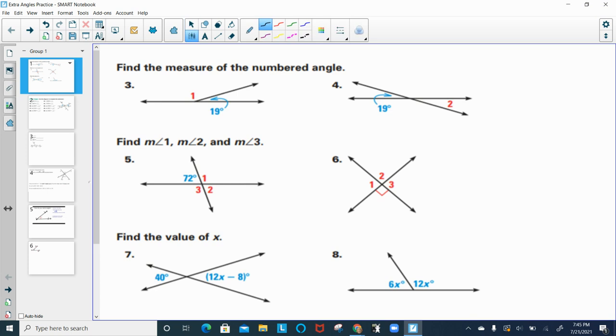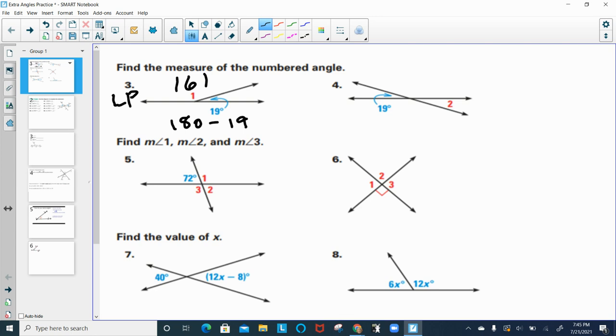So the first thing we have in problem number 3, this is a linear pair because we have a straight line and we have 2 angles. So those I'm going to put LP next to for linear pair. And what we know about the linear pair is that they add up to 180. So we will say, since this is just 19 and there's no variable, we're just going to say 180 minus 19. And we can go over to Desmos and do that and get 161.